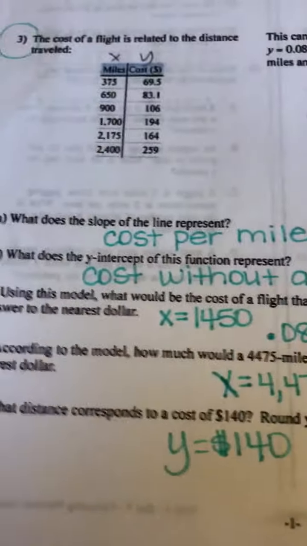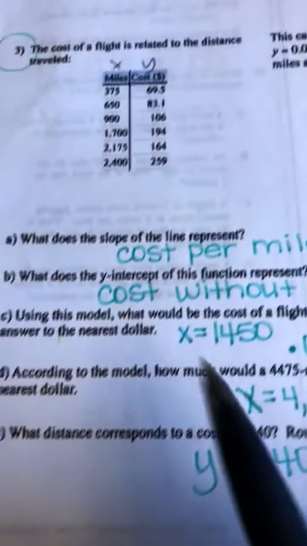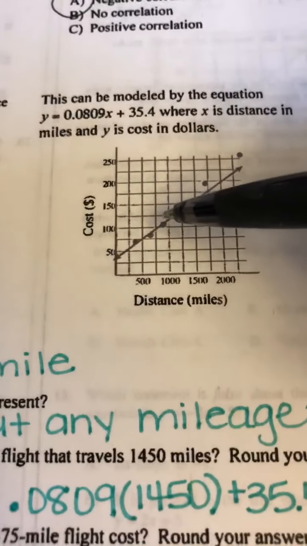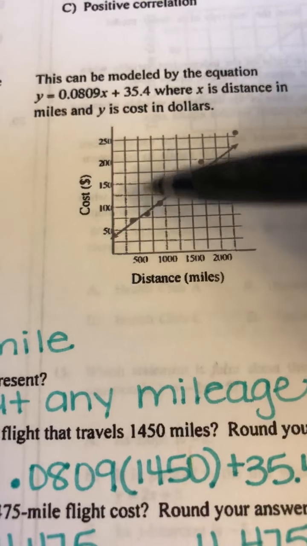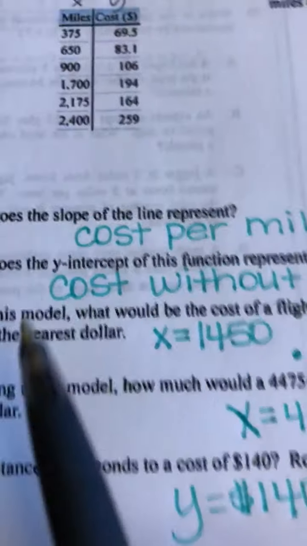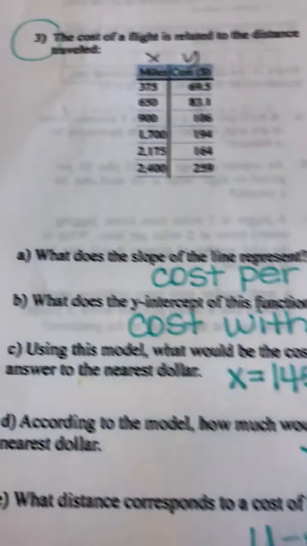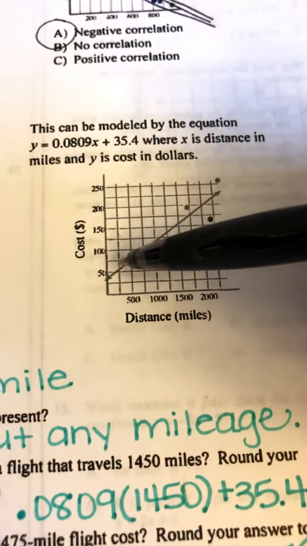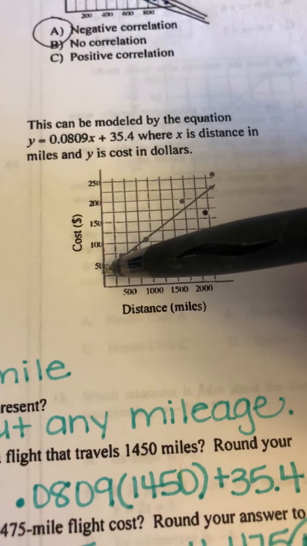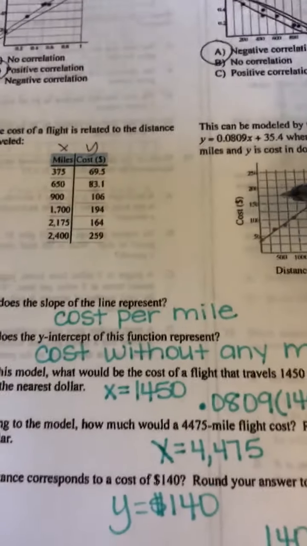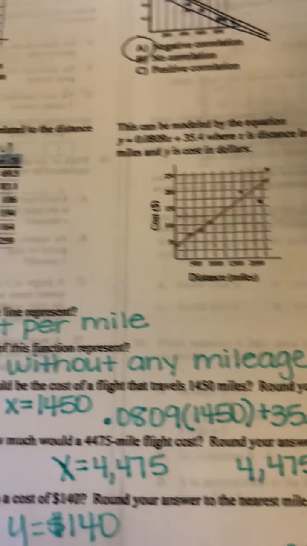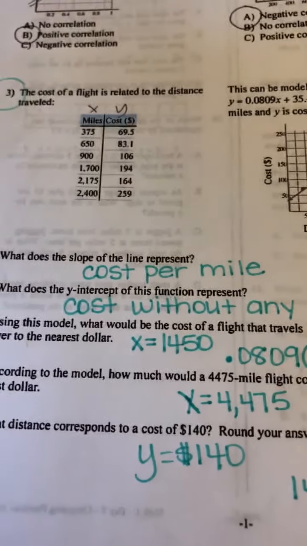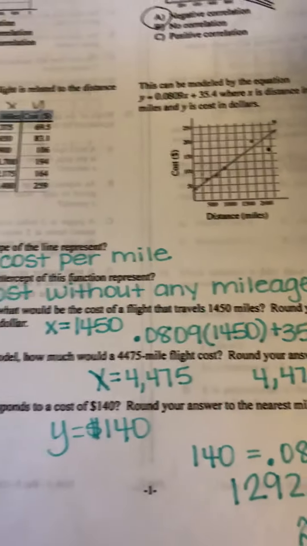And then it just asks a couple open-ended questions. It says, what does the slope of the line represent? Well, change in Y over change in X. So that's just going to be your cost per mile. And that's what I put in words. And then B says, what does the y-intercept of the function represent? Well, the y-intercept's a little bit below the 50 mark, but that's just the cost without any mileage, according to the flight, and you're looking at the distance traveled. So that's just the cost without any mileage.